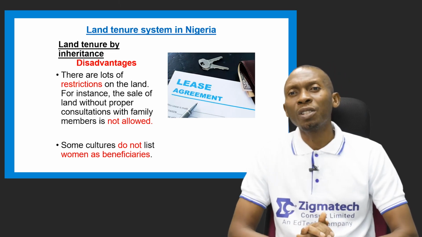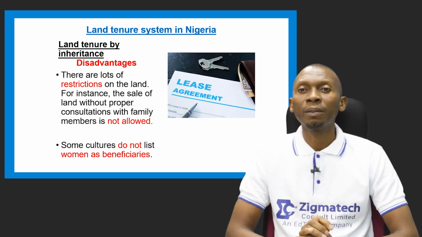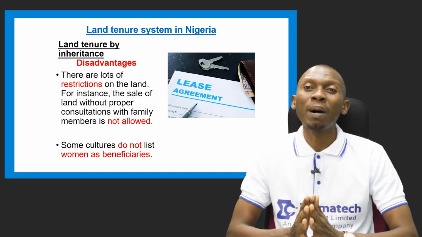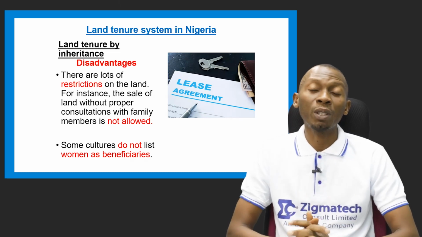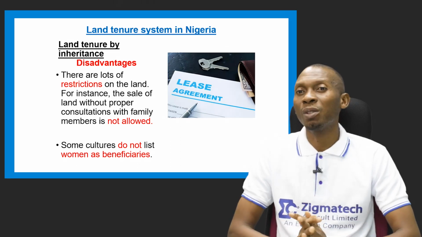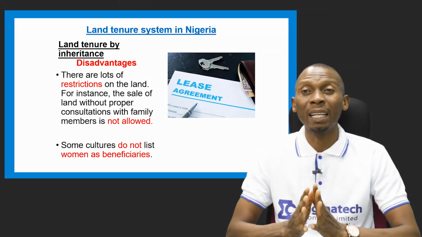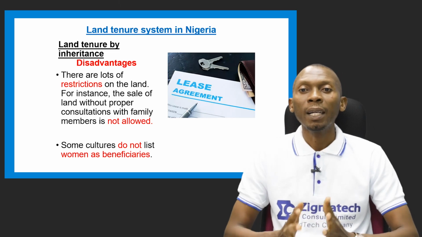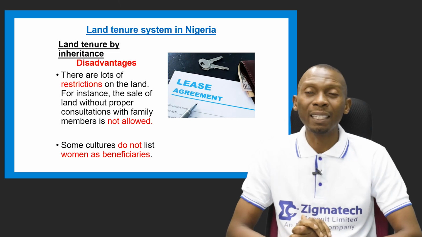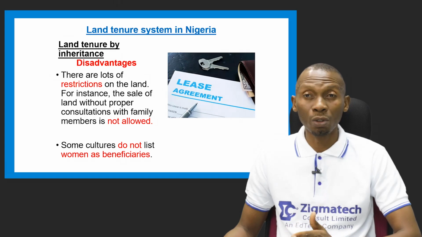There are a lot of restrictions on the land as well, when it comes to land tenure by inheritance. It's difficult to sell such lands if there are no proper consultations with all members of the family. So they said the sale of the land without proper consultation with the members of the family is not allowed. So the families must agree if that land is to be sold. And some cultures also do not list women as beneficiaries, so some women do not inherit lands from their fathers or from their parents in some cultures.